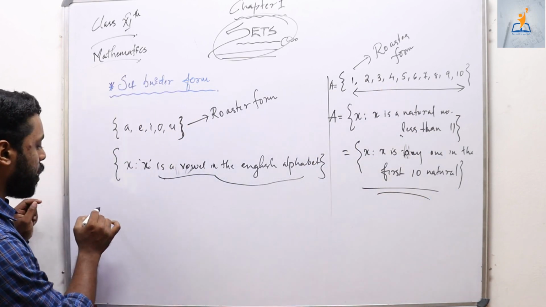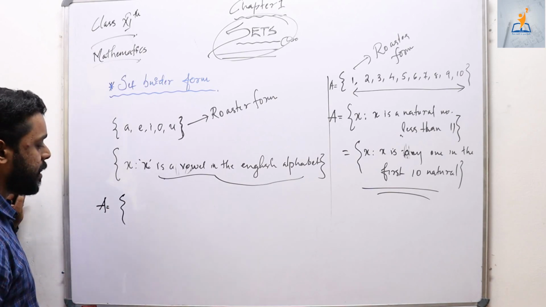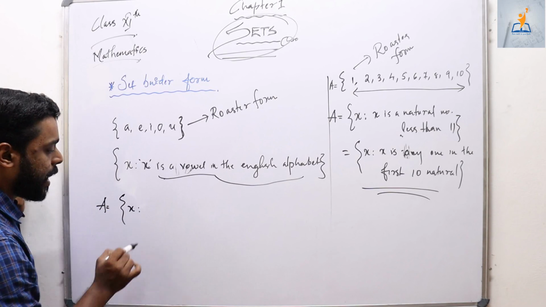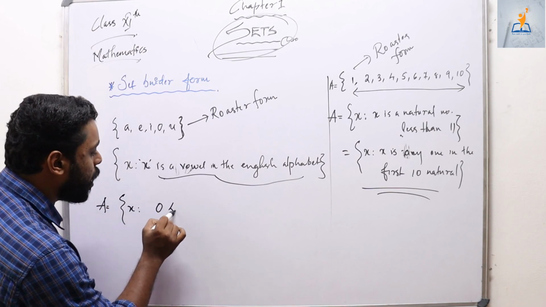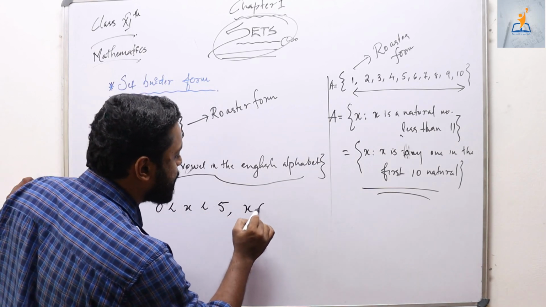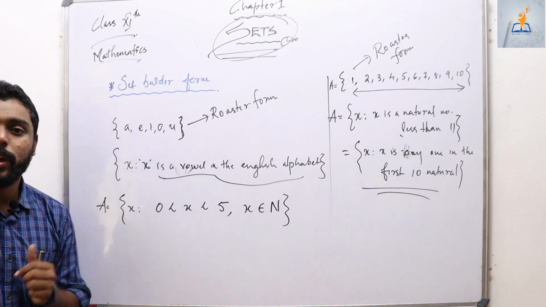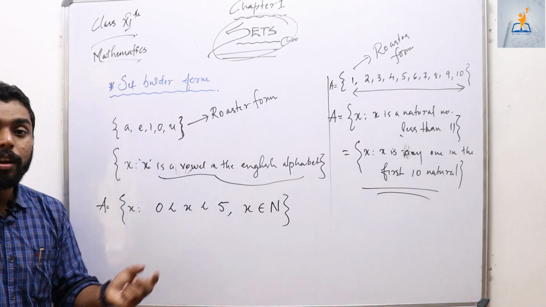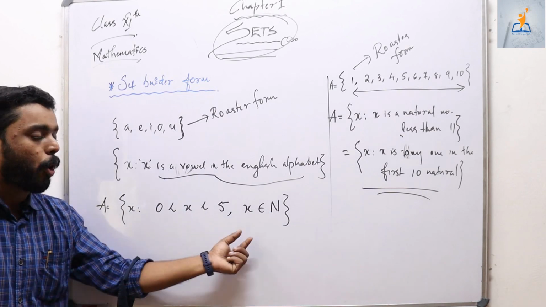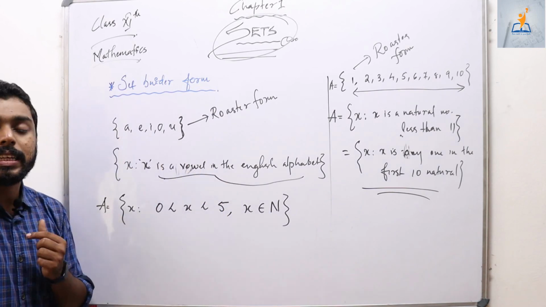set. Or you can suppose that, let me give you a set in the set builder form: set of all x such that 0 less than x less than 5 and x is a natural number, x belongs to N. This is also a set builder form because we have stated a property which is satisfied only by the elements in this set.